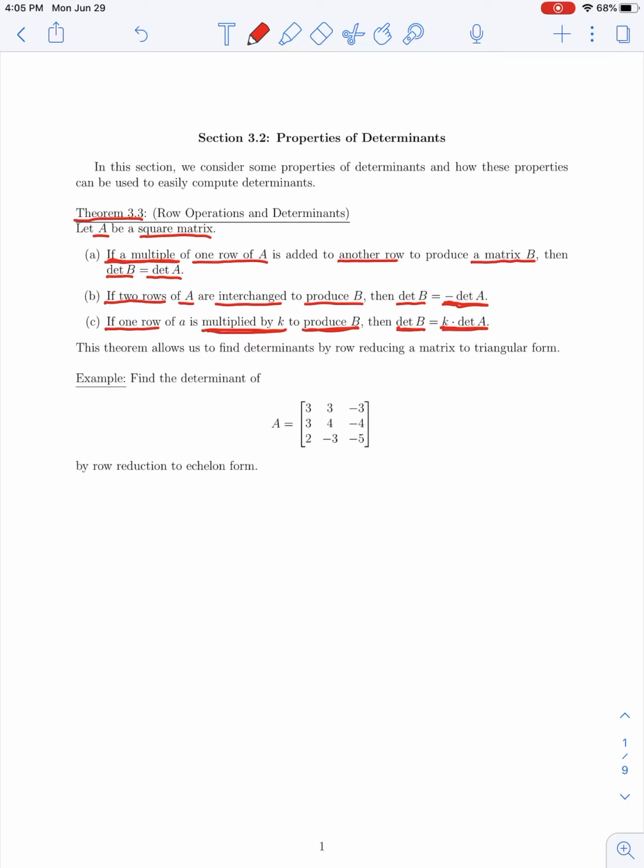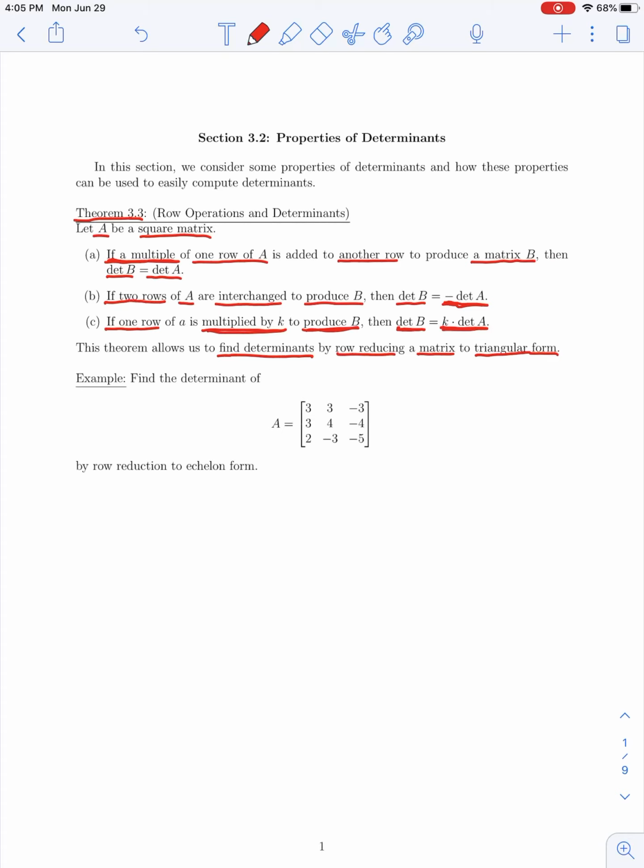So as an example of this, let's look at how we could easily find the determinant of a matrix by applying some row reduction. Here, this theorem is going to enable us to evaluate determinants by row reducing some given matrix to a triangular form, that is upper or lower triangular. And we saw at the end of the last section that to find the determinant of an upper or lower triangular matrix, we just take the product of the diagonal entries.